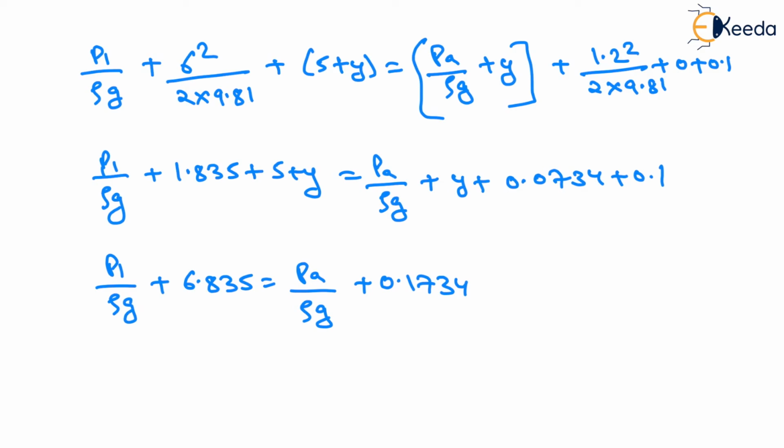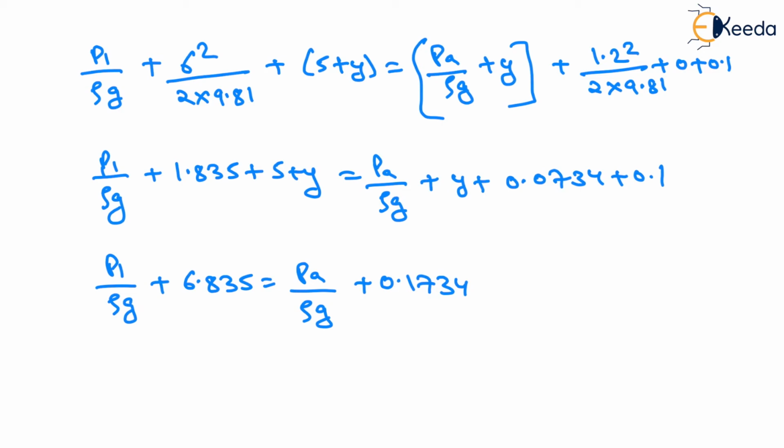Now, if PA upon rho g, that is atmospheric pressure head, is taken as 0, then we will get P1 upon rho g as the vacuum pressure head at the inlet of the draft tube. But if PA upon rho g is equal to 10.3 meter of water, then we will get P1 upon rho g as the absolute pressure head at the inlet of the draft tube.